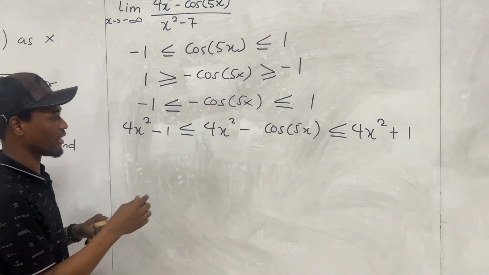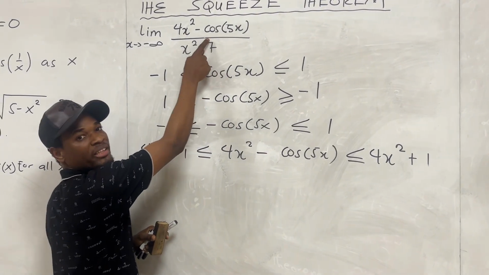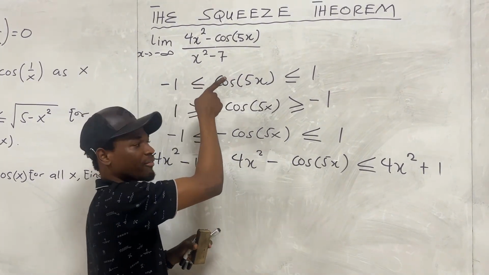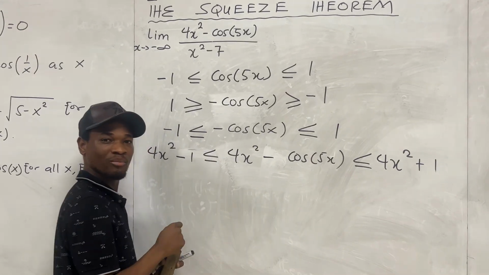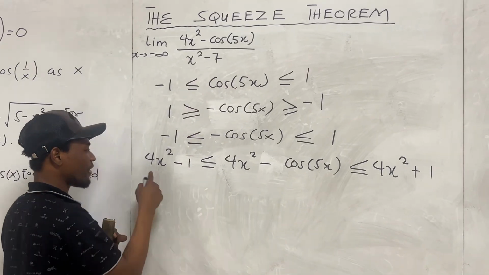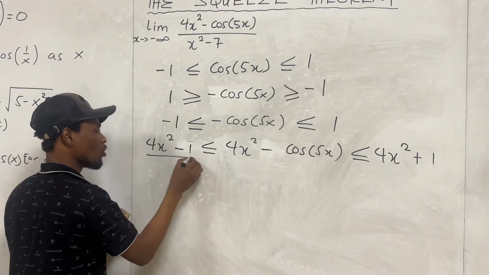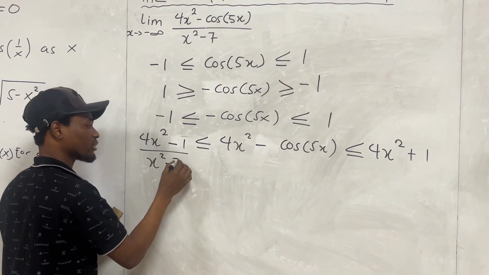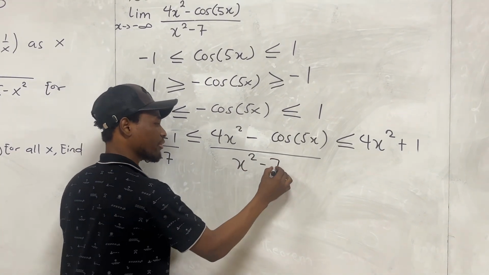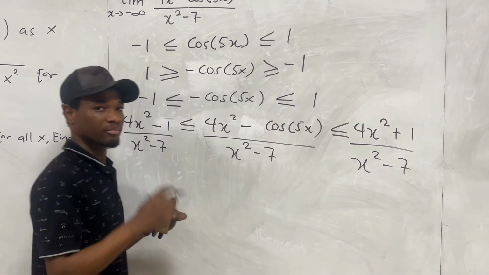So viewers, let's compare. I have 4x squared minus cos 5x, which is the same as the numerator. But you realize that everything here is divided by x squared minus 7. So I will do that. Dividing through by x squared minus 7, so I'll divide through by x squared minus 7. So what do we have now? Over x squared minus 7, here too, and over here by x squared minus 7.